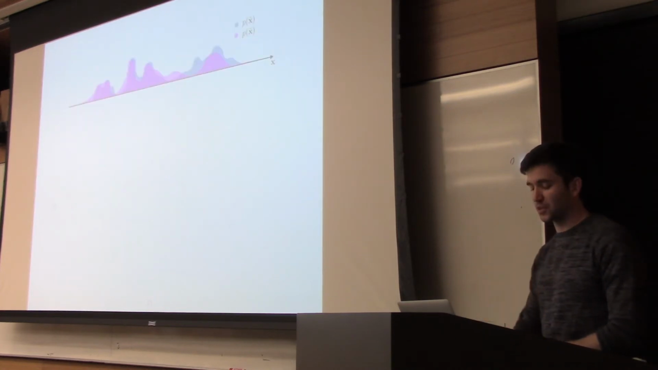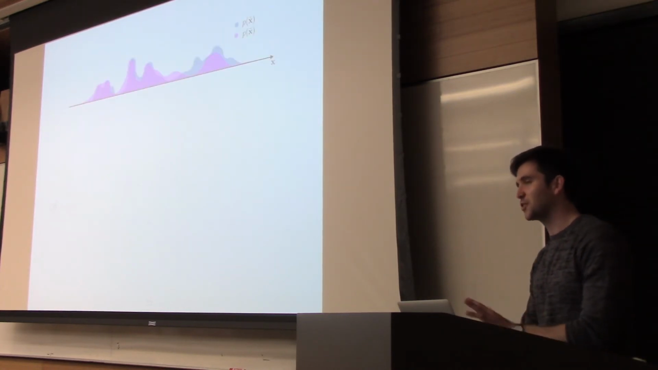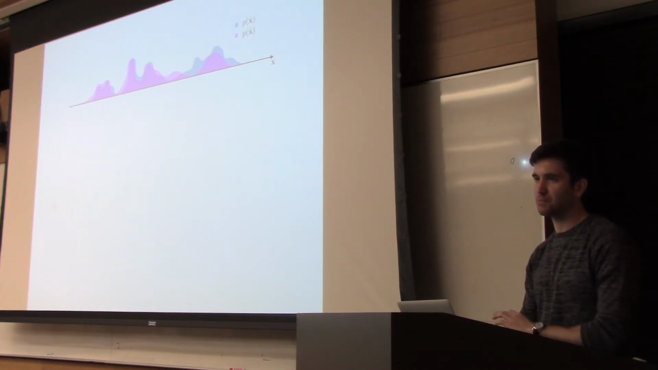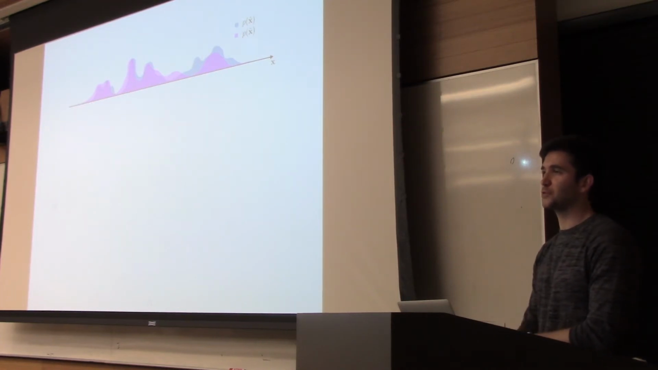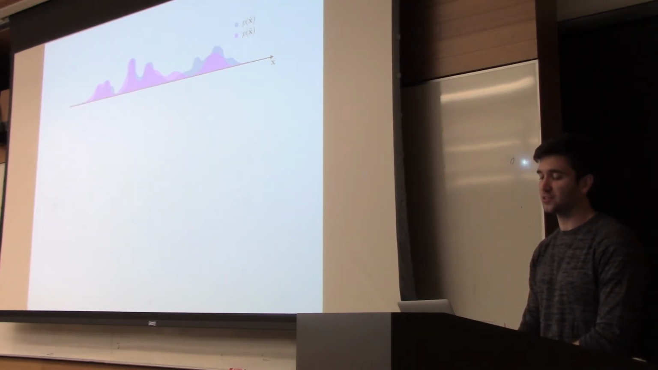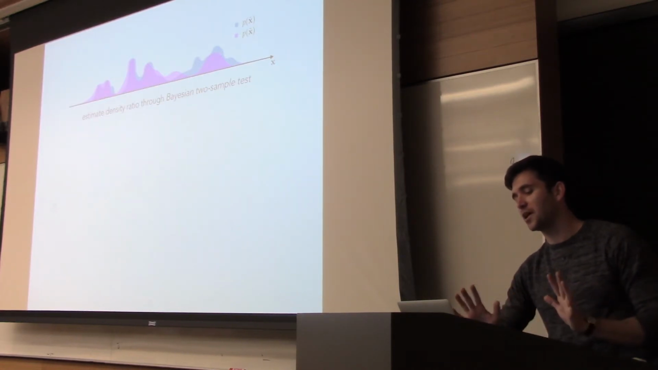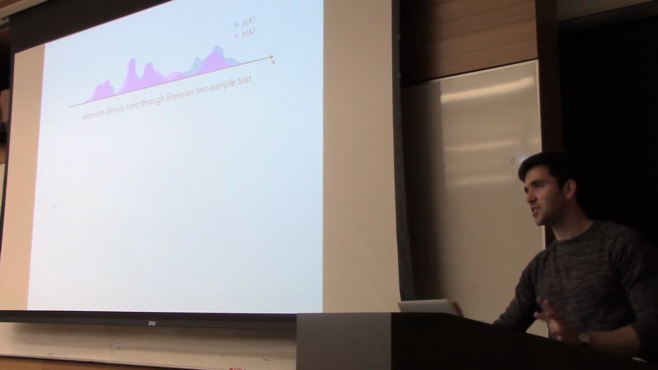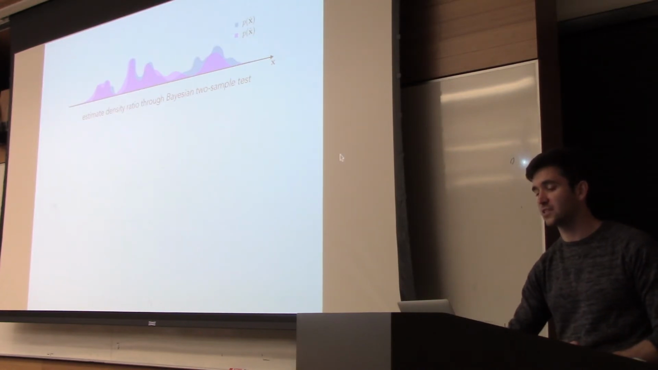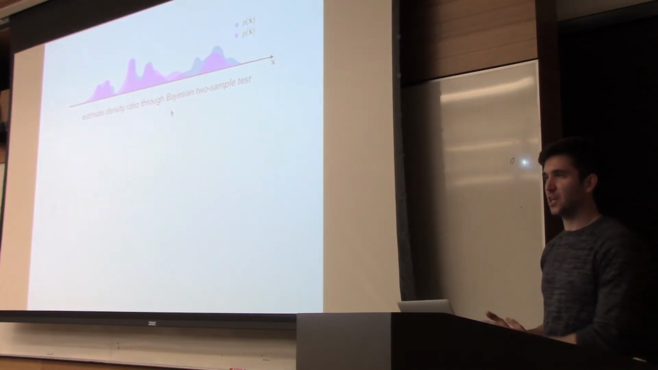But as we'll get into now, generative stochastic networks are not really used in practice. Typically what people use are generative adversarial networks, which we'll now discuss. So you can think of one way of estimating the ratio of these two densities as through what's called a Bayesian two-sample test.